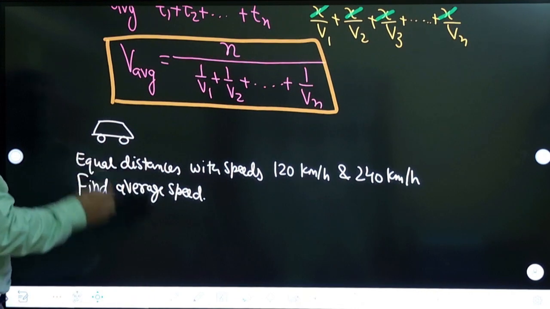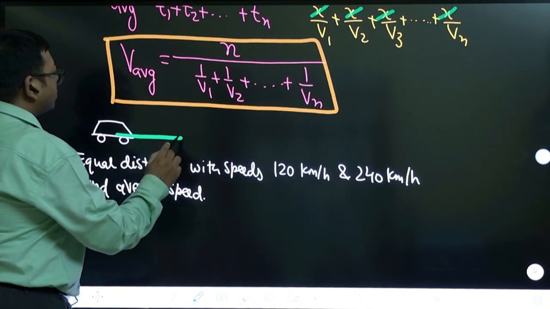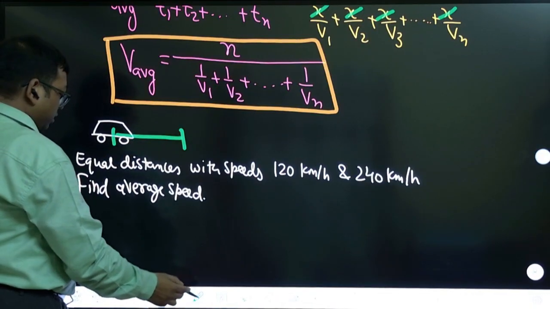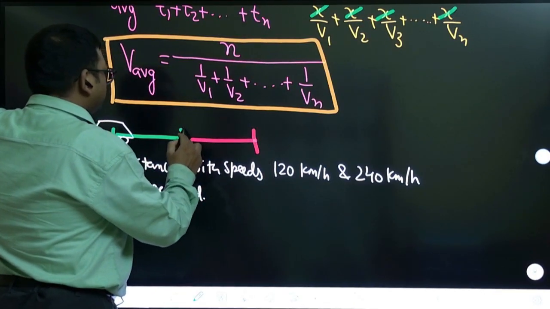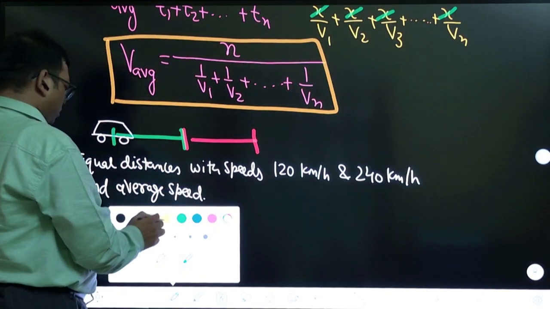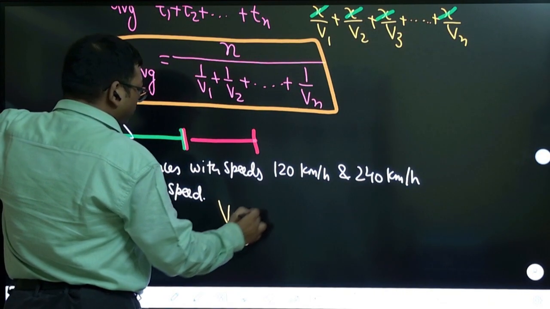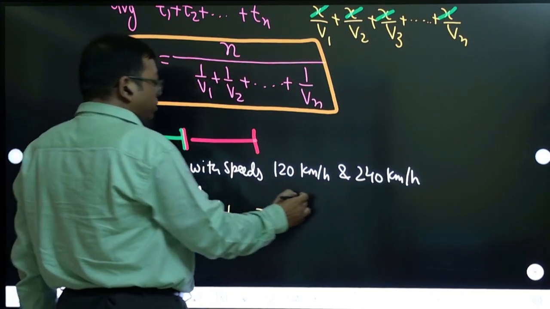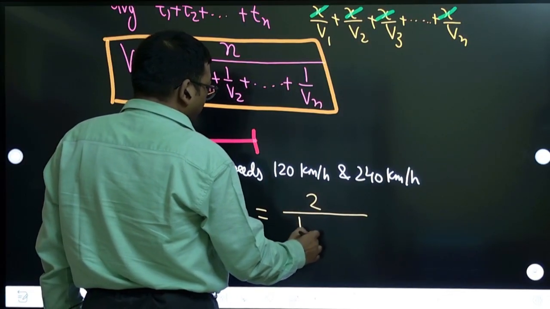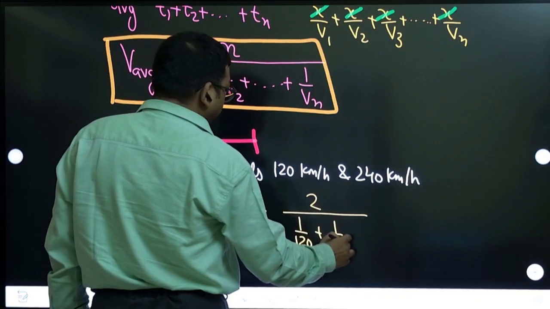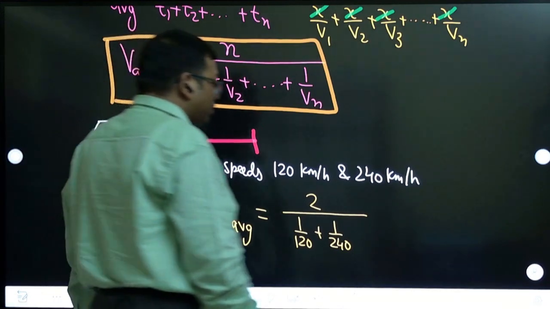So directly use this. Two times only you have to calculate, because one time it is going with some speed and next time it is going with a different speed, right? But distances are equal only. So directly we will use this formula. Average will be equal to, n means 2 here, 2 divided by 1 by 120 plus 1 by 240. Answer will be in the same unit, kilometer per hour. This we can calculate, right?